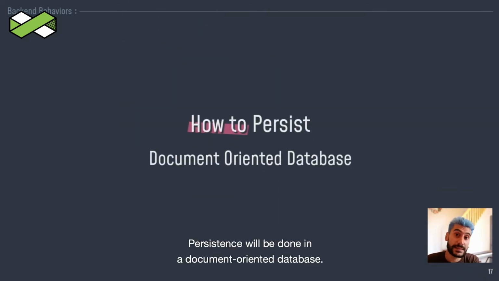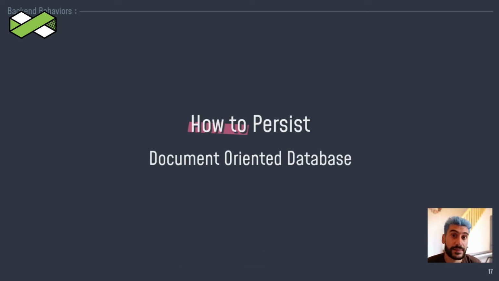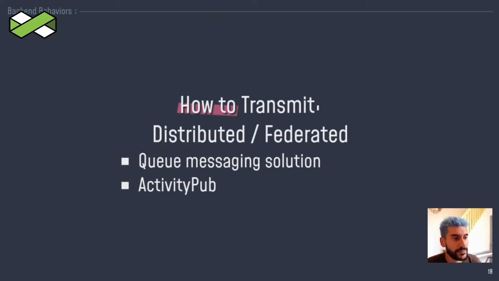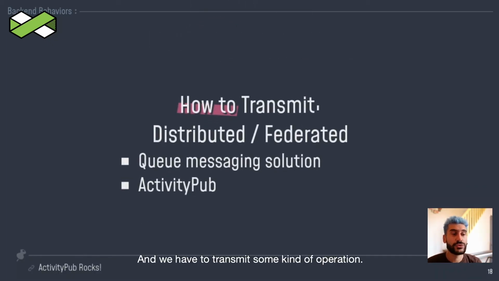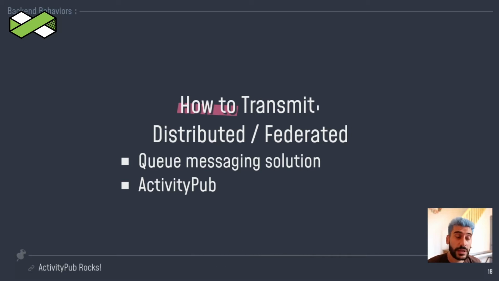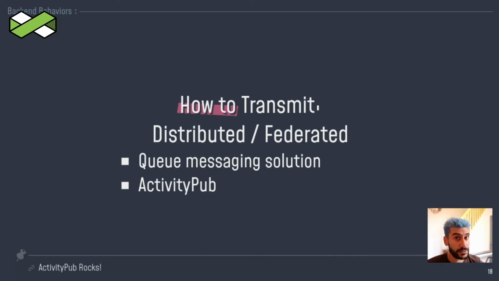The persistence will be done in a document-oriented database, simply because it's probably simpler to have trees of content rather than a relational database. So we want to use a document-oriented database in our backend. And we have to transmit some kind of operation. Ideally, your clients have to be notified when a new share is available, and your backend server doesn't have to be centralized but distributed in a mesh.